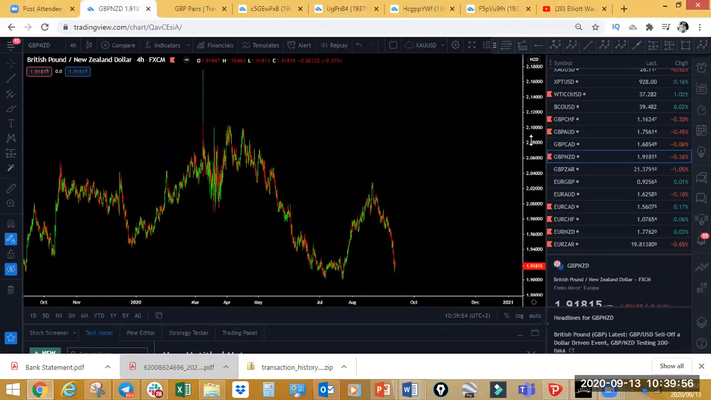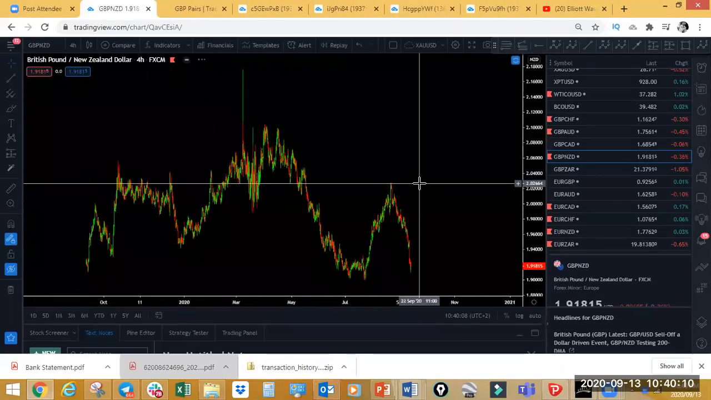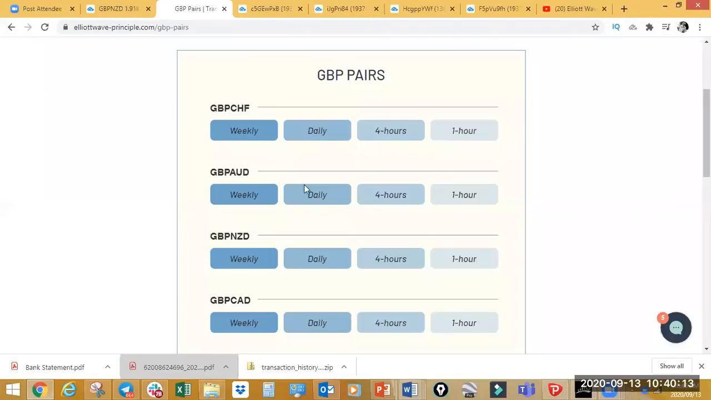Pound New Zealand has made a sharp move to the downside. Look for a continuation pattern to the downside. I would be expecting a bounce here, but you can see that this is a pulsing move. So I'm simply expecting this one to make a continuation pattern to the downside. So pound New Zealand also looking for continuation to the downside.